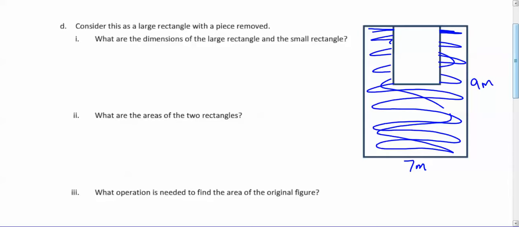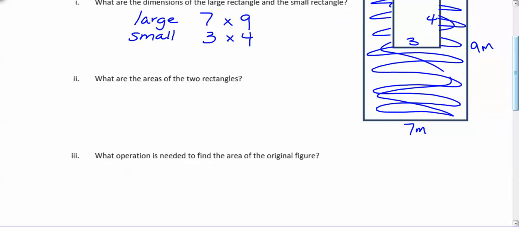So what are the dimensions of the large rectangle? The large is 7 by 9, right? And the small, going from what we already have done, that was 3, this was 4, right? The small was 3 by 4. What are the areas of the 2 rectangles? So we just need to do the multiplication. So the large, what is 7 times 9? 63 meters squared, good. And the small, 3 times 4 is what? 12 meters squared, very good.